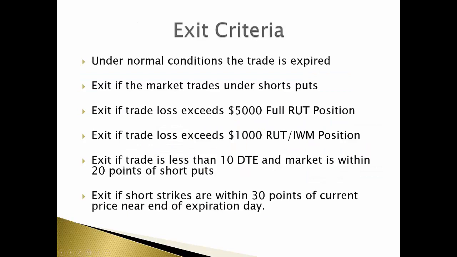Exit criteria for this trade under normal conditions is when the trade expires, and this is whether it's IWM or it's Russell. If I get to expiration day and my short strikes are too close to the market, within 20, 25 points, I will probably just close the position. Otherwise, I'll probably just let it expire. I won't bother trading out of it. So that's exit criteria number 1.